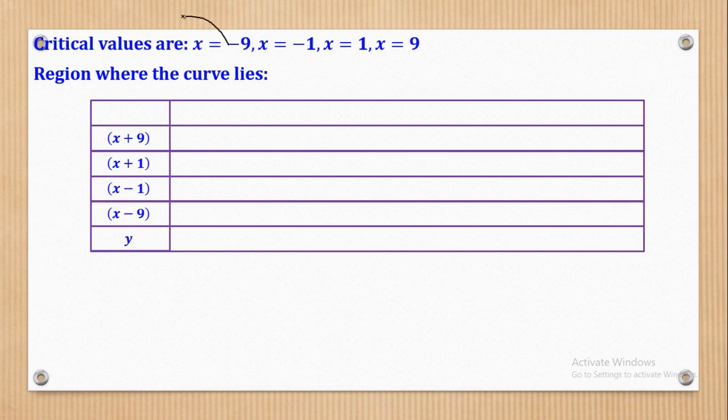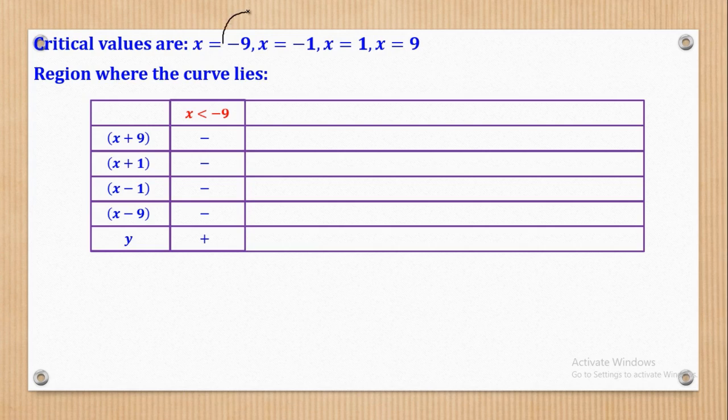For values less than negative 9, when I substitute I can use negative 10. Put negative 10 here, I'll come up with a negative, put it here, negative, put it here, negative, put it here, negative. So in the end I'll come up with a positive, because this one gives positive and this gives positive. I think you remember that under the topic of inequalities.